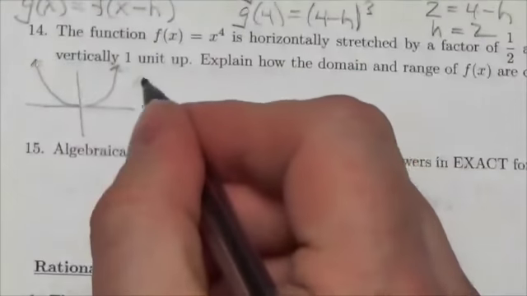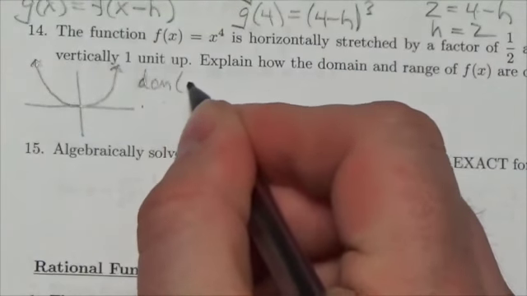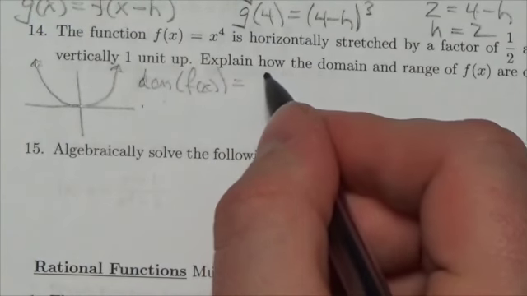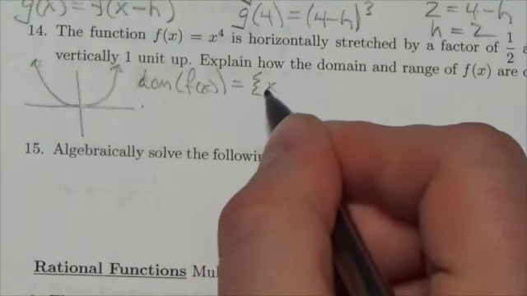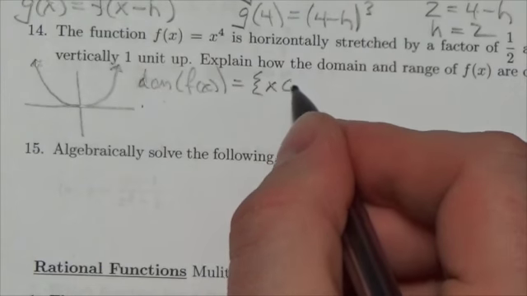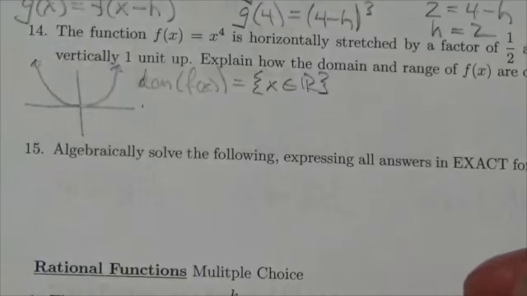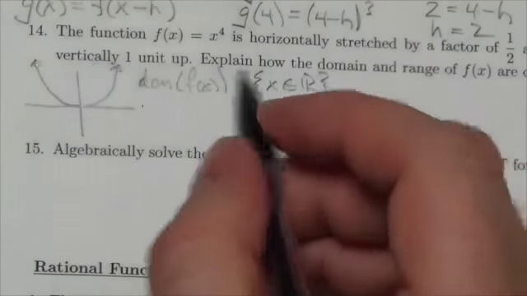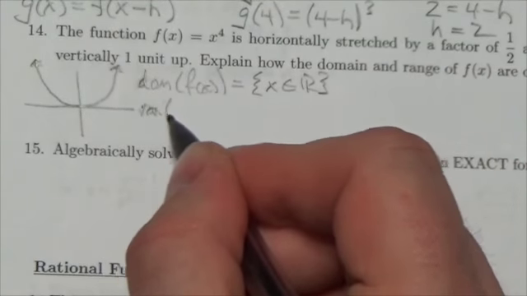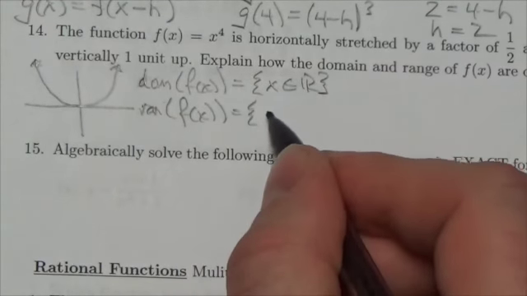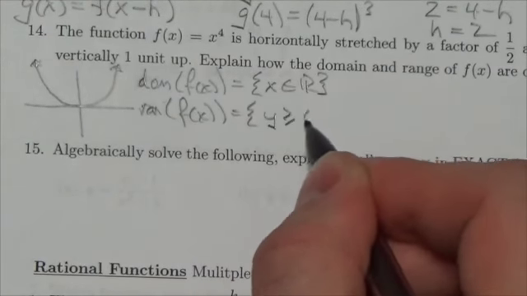The domain of f of x is going to be the set where x is an element of the reals, all real numbers, because you can take anything to the fourth power here. Now the range of f of x is going to be the set of y values where y is greater than or equal to 0.